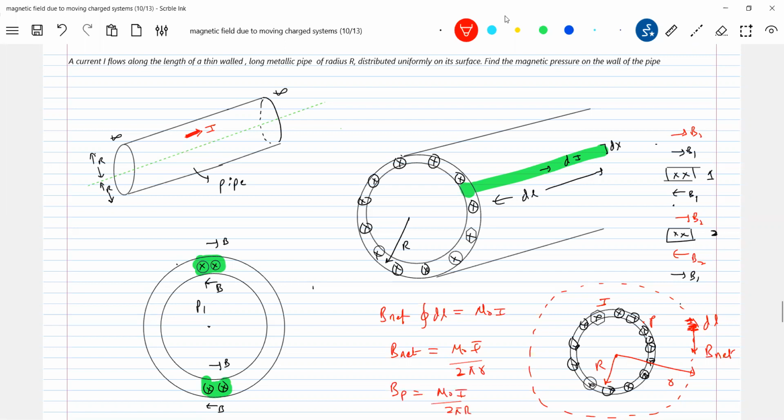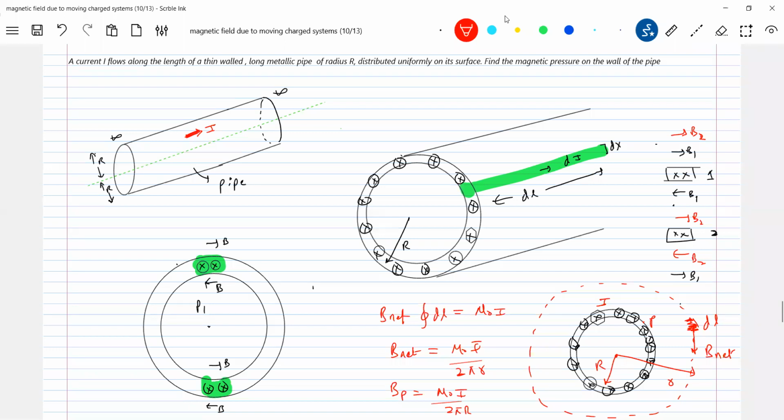Keep this data in hand. So how has it become mu naught I by 2 pi R? Let me break it up here. Shall I say these two fields will contribute, B1 and B2? Together they contribute. When they both contribute, it becomes mu naught I by 2 pi R. Are you able to get that logically? So the resultant field becomes mu naught I by 2 pi R by adding up these two fields.